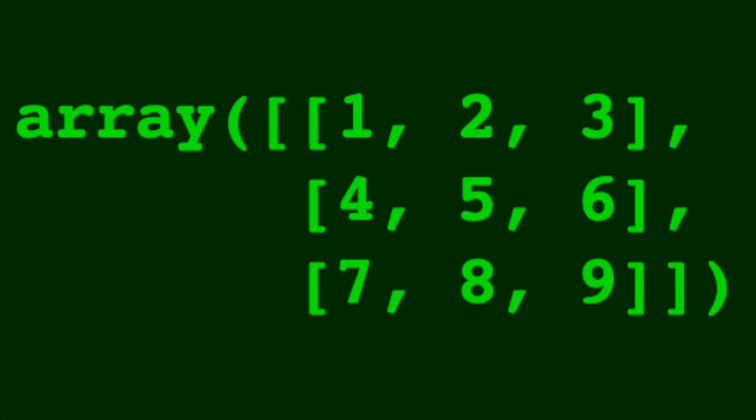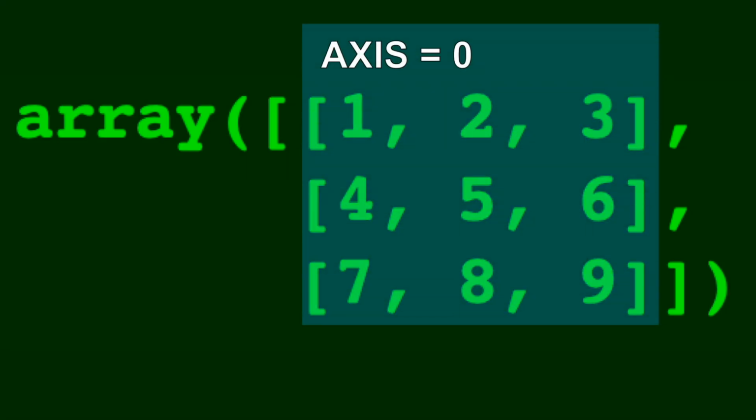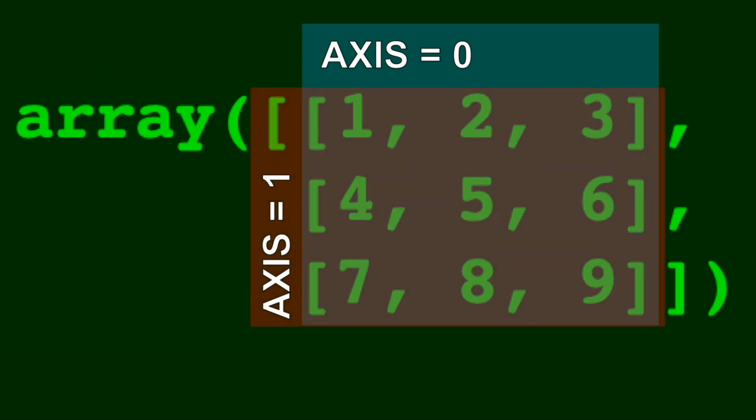In fact, with almost every single NumPy function, whenever there's an axis keyword, axis equals 0 usually refers to the columns, and axis equals 1 usually refers to the rows.